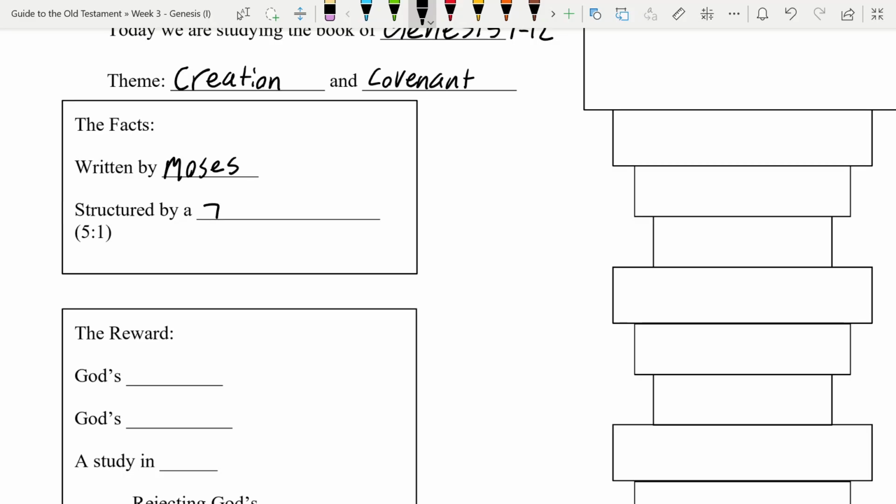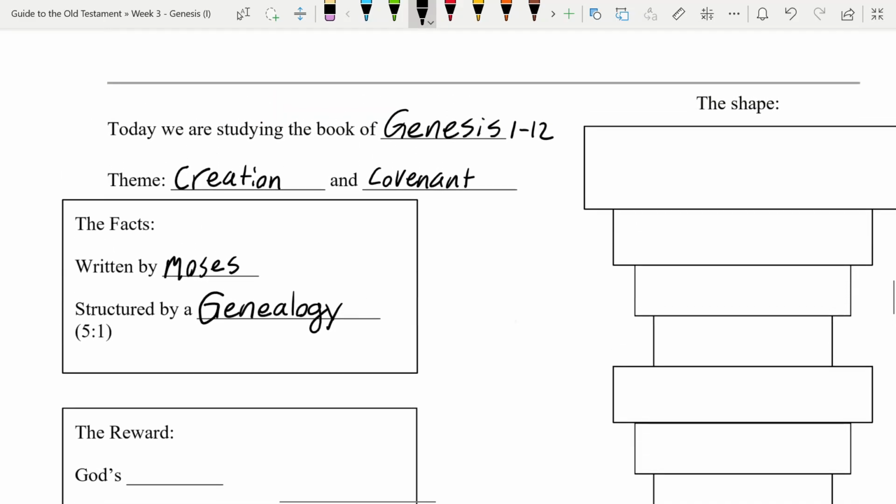Secondly, the book of Genesis is structured by a genealogy. You can think of it as following a family tree that goes from Adam all the way down to the 12 sons of Jacob, or Israel. And along the way, as we go through the family tree, we pause and look at stories of different people within that tree.